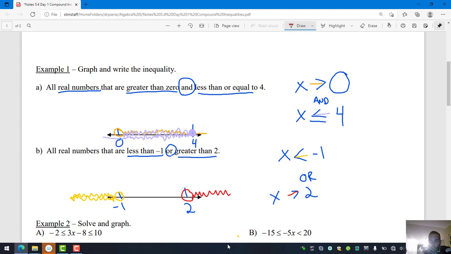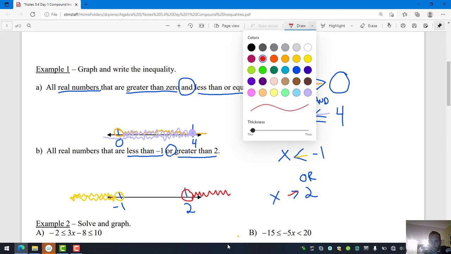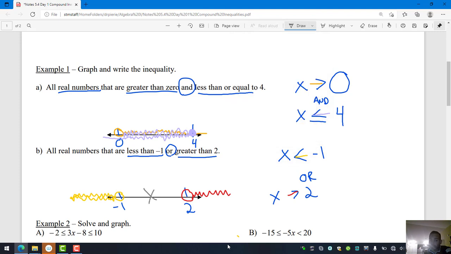The only numbers that don't work are the numbers that are in between -1 and 2. Numbers like 0 or 1 or exactly 2. Okay, 2 is not greater than 2. It's not included in the interval. Okay, so what's the takeaway? For "and" you need both conditions to be met, or for "or" you need one or the other condition to be met.